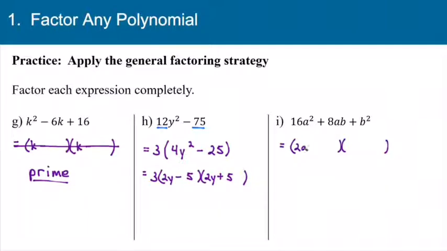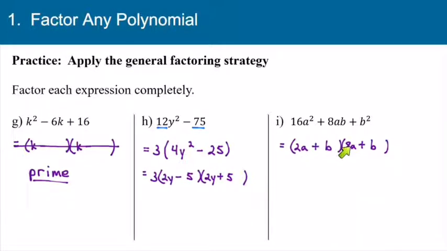So let's start with 2a times 8a, and then we can tell from this sign that these two signs need to be the same, and this tells us they must both be positive. So let's put plus signs in both places. B squared has got to be b times b. Alright, now check to see if you're going to get your middle term. Outer times outer would be 2ab. Inner times inner would be 8ab. So obviously 2ab plus 8ab is not going to add up to 8ab. So this factoring does not work for us.